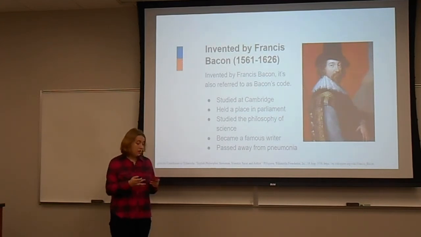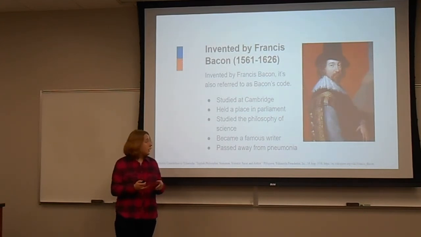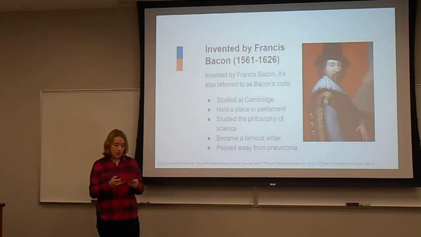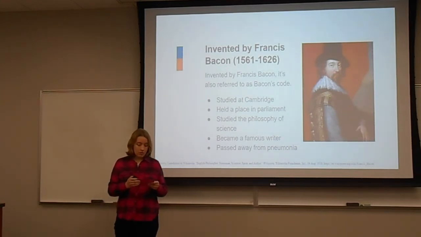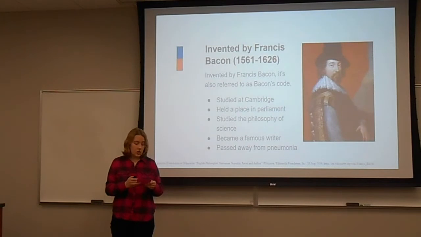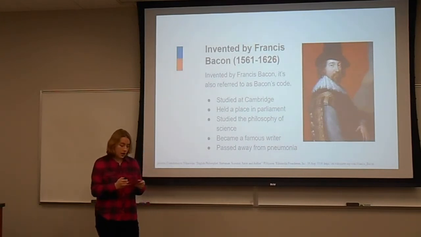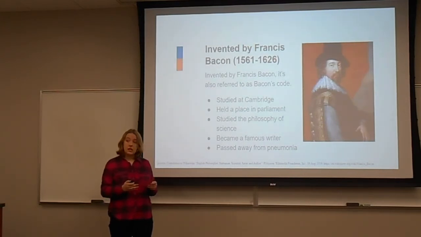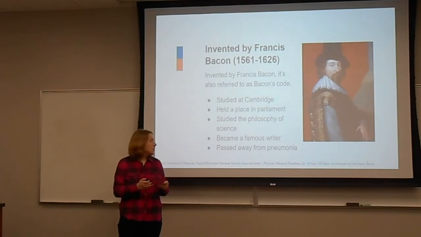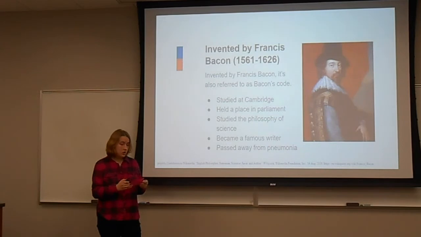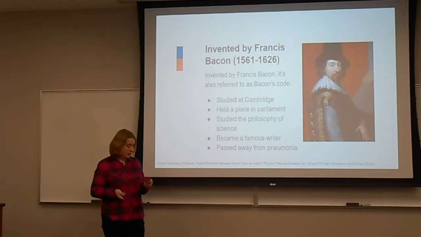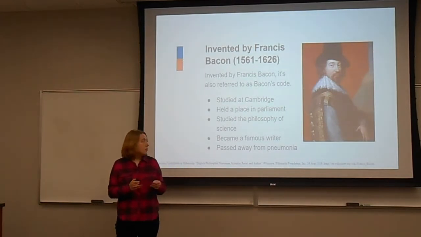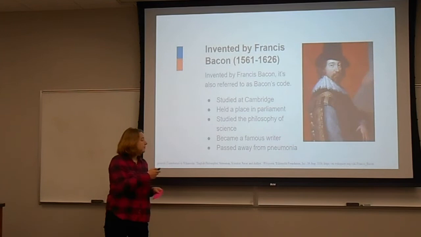A couple of other achievements: he was a member of parliament at age 20. He became knighted for his service to King James at the age of 42, and he was appointed England's Attorney General at age 55. And he became the Lord High Chancellor, but he lost his position very quickly because he took a bribe. And then he eventually passed away from pneumonia at age 65.